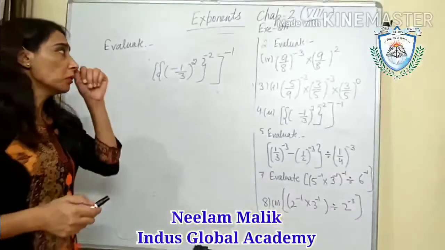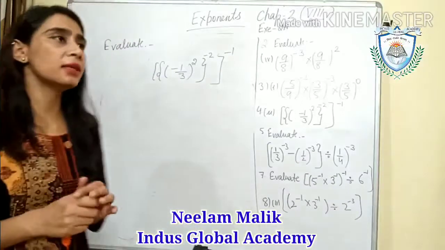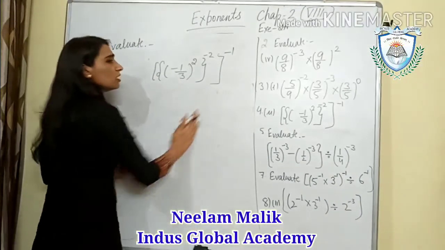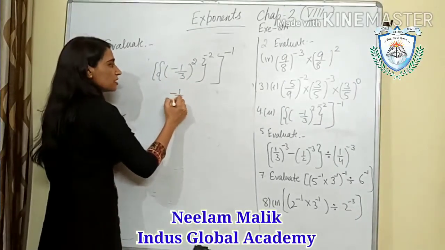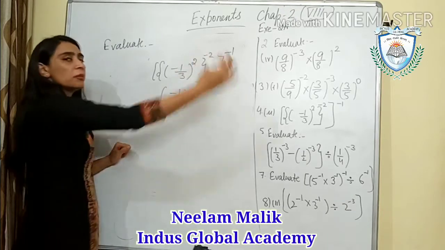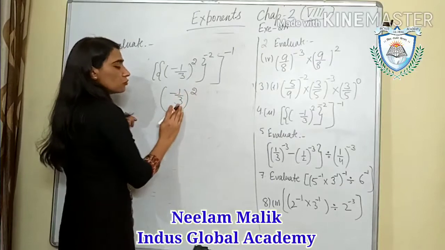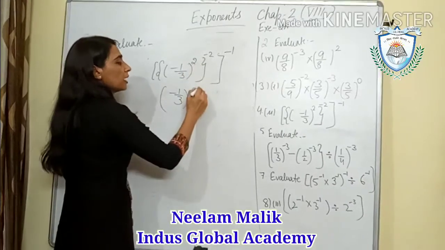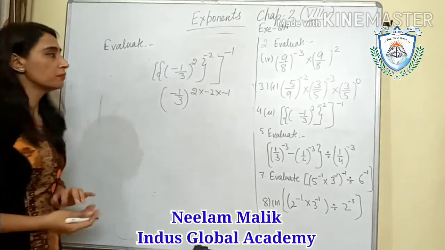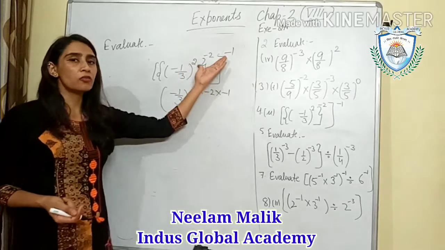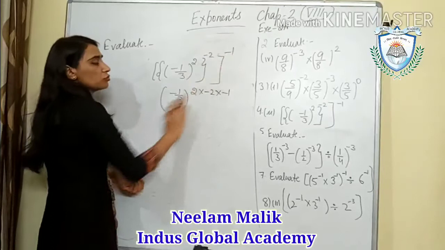I told you, when the power of the power is given, what do we have to do? Just multiply the powers. So it's looking very big, but this is very small. Take this base. When the power of the power is given, we just multiply the powers. So the power of minus 1 upon 3 will be 2 multiplied by minus 2 multiplied by minus 1. Here 2, minus 2 and minus 1 will all be multiplied.